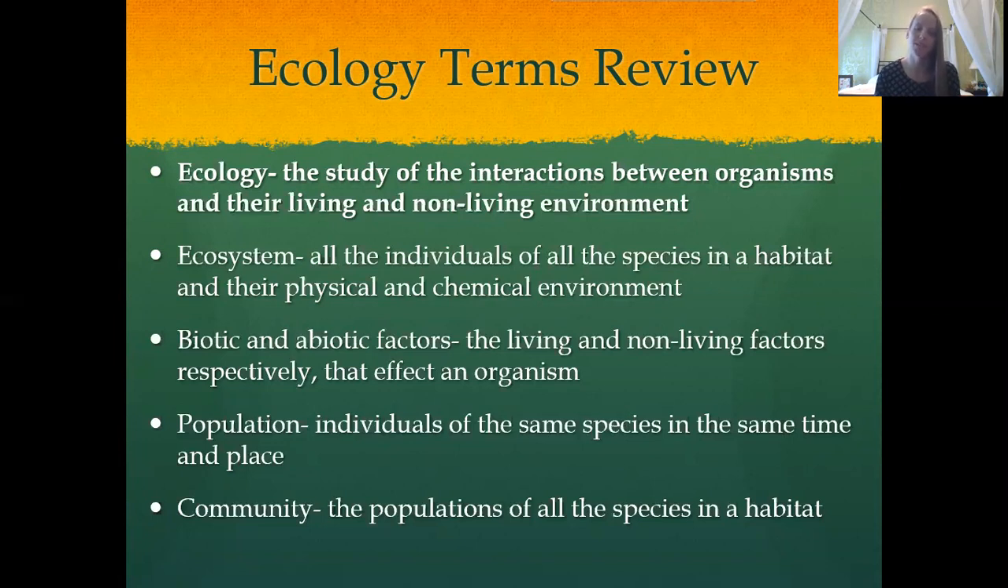Population is all of the individuals of the same species in the same time and place. And then community is all of the different populations, so all of the different species that are in that habitat. So in the previous unit, we talked about how an organism is the most specific, and then you zoom out to population, which is still all one species, but now multiple organisms. And then you zoom out further to community, which is all of the different populations of all of the different species. And then you zoom out even further to the ecosystem, which is all of that community plus all of the environment that is surrounding that community.